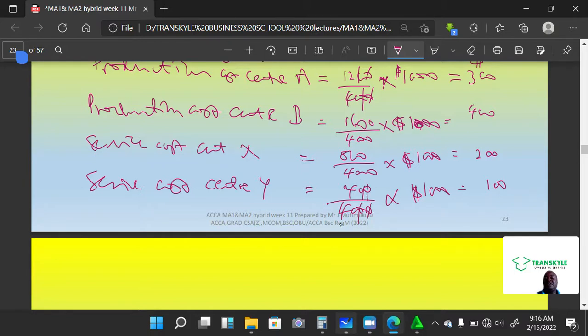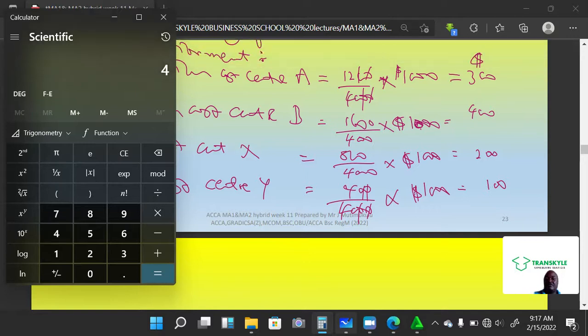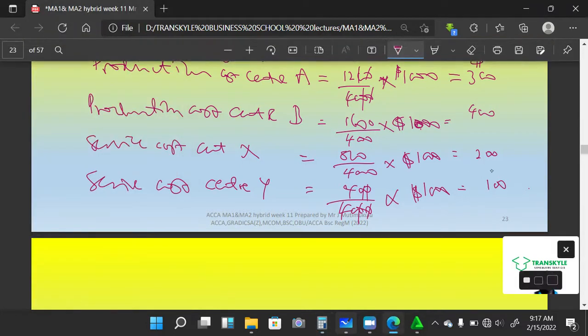40 into 1,000, that's almost 25, isn't it? Okay, 1,000 divided by 40, 25 multiplied by 4, that's 100. So this is the way depreciation should be apportioned. You go to the next one, and what's the next?